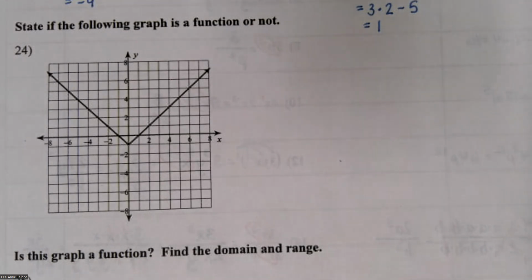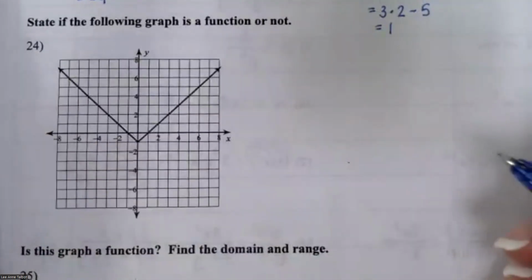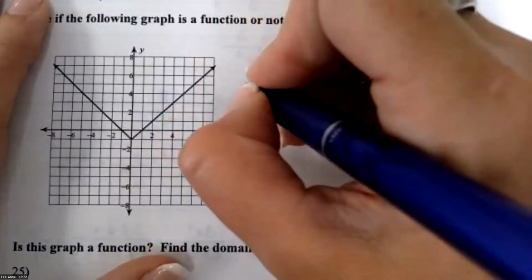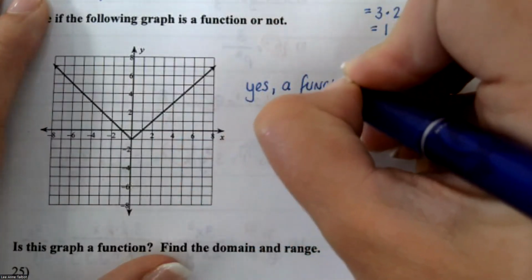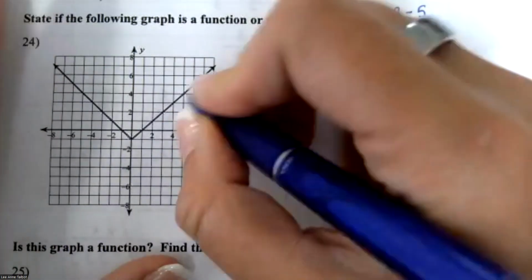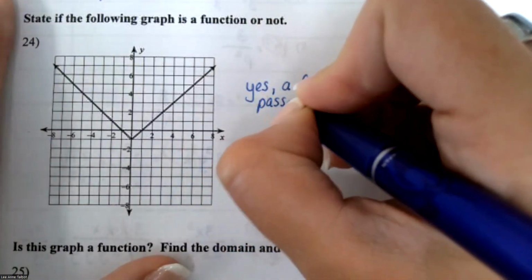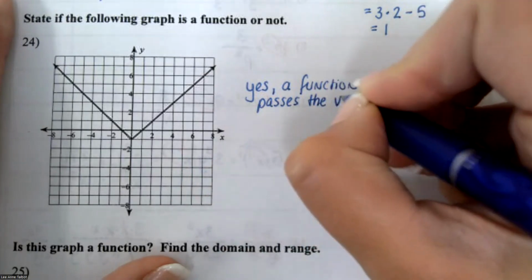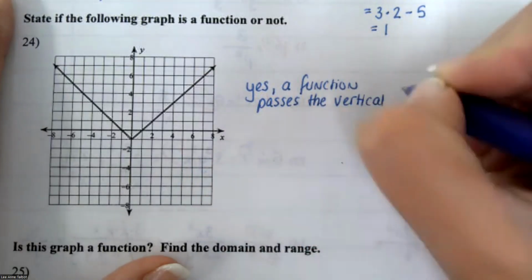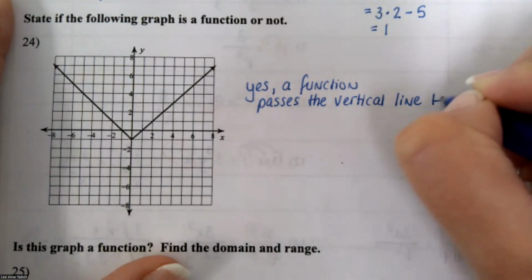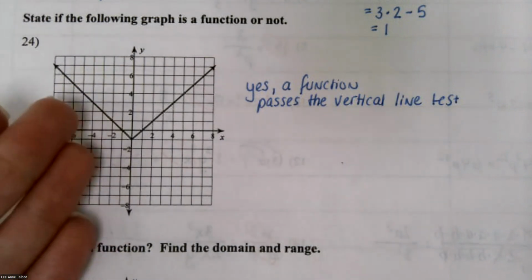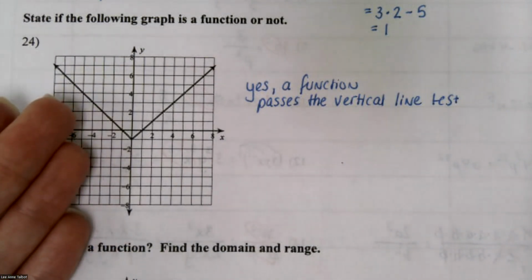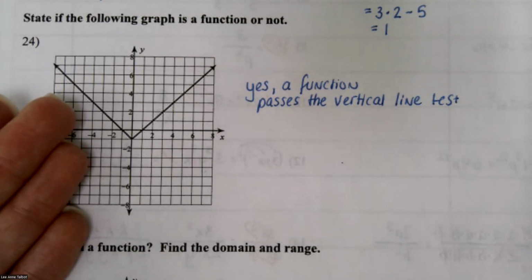Okay. So first, let me ask you if it's a function or not. Yes. Okay. So yes, a function. Because it's a graph, we say passes the vertical line test, which I'm not going to show on this picture because I would just have a lot of vertical lines on there.